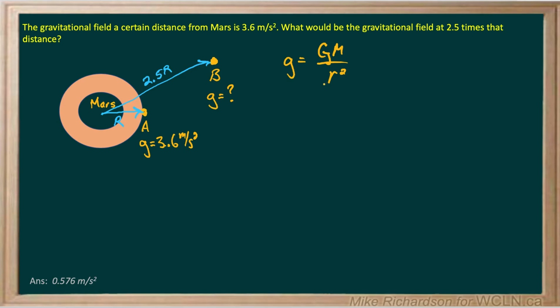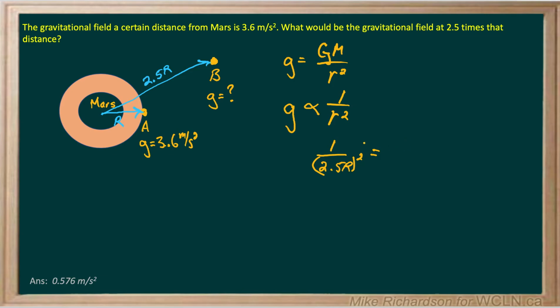squared, the radius squared. That means if I double the radius, 2 squared would be 1/4 the gravitational field strength. If I triple the radius, 3 squared is 9, that'd be 1/9 the gravitational field strength. So we say that the gravitational field strength is related to, or is proportional to, 1/r squared. And in this case, our radius is increasing by 2.5 times.